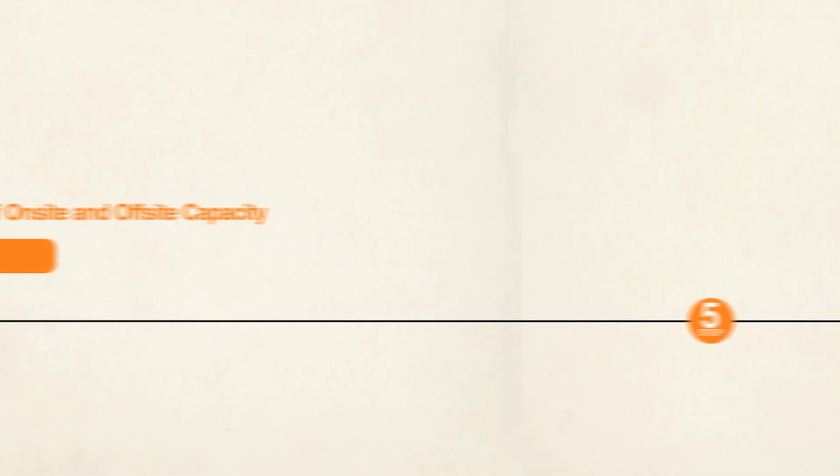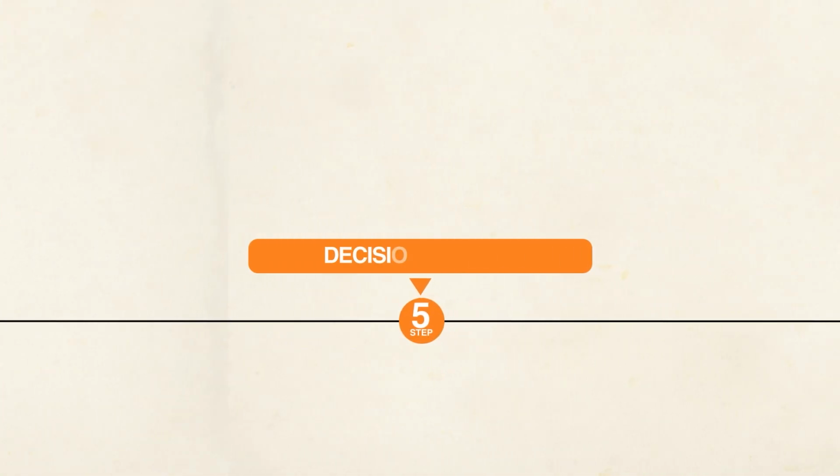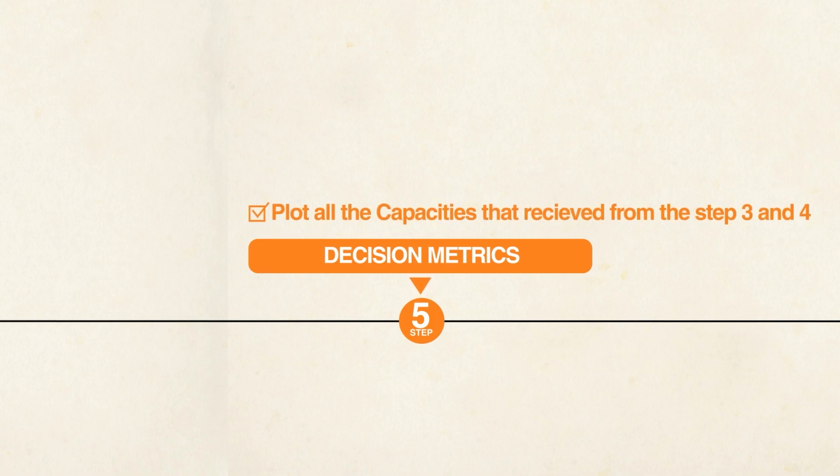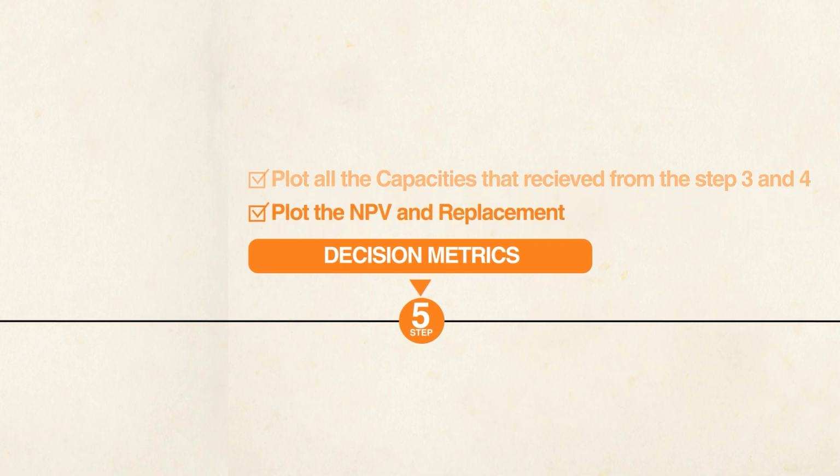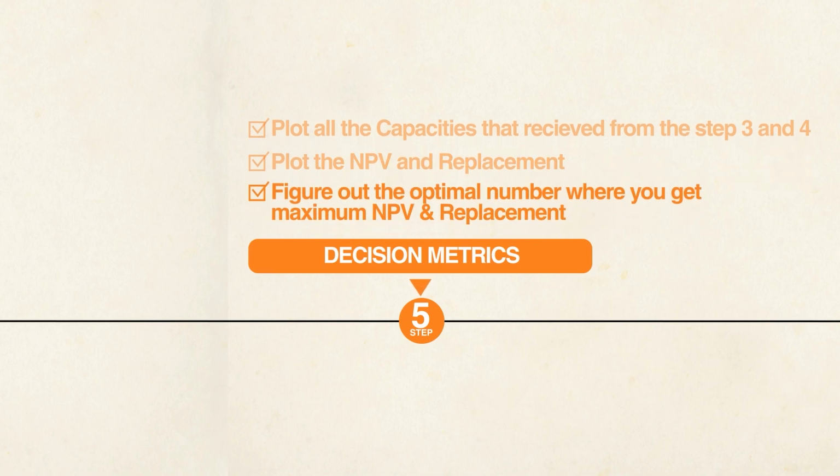Once you have reached this stage, go to step number 5. Step number 5, which is the most critical step, is called the decision matrix. What you're going to do in this is plot all the capacities that you have received by doing step number 3 and 4. You will have multiple capacity mixes. Against that, plot the NPV and the replacement. Figure out the optimal number where you are getting the maximum NPV and the maximum replacement. That's the point where you have to freeze the capacity and the technology that you have to take in each of the solutions.